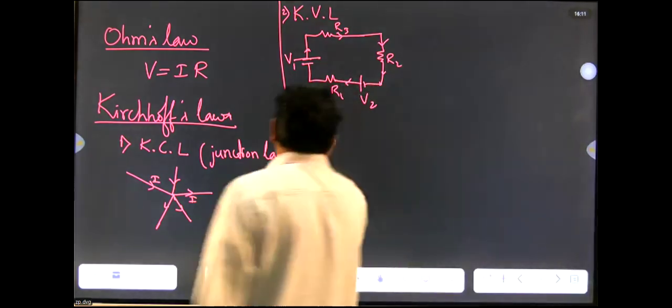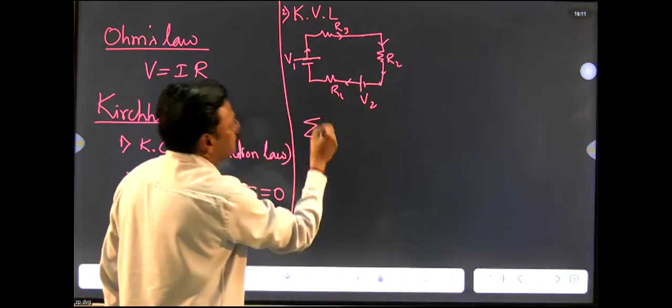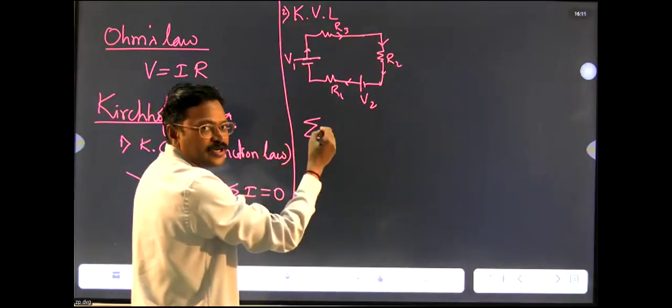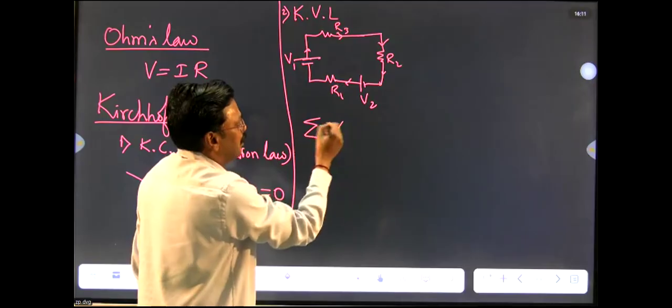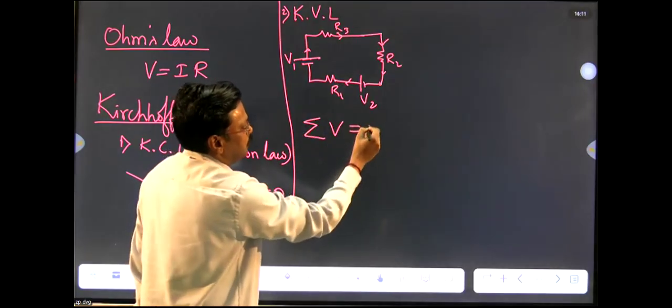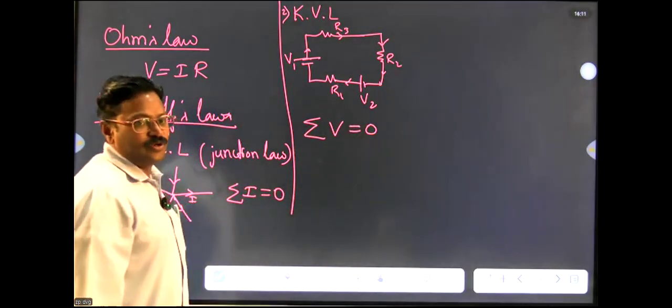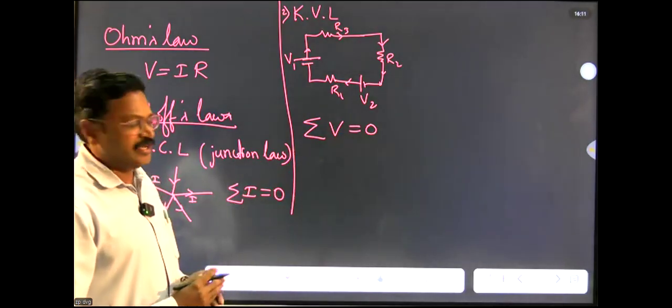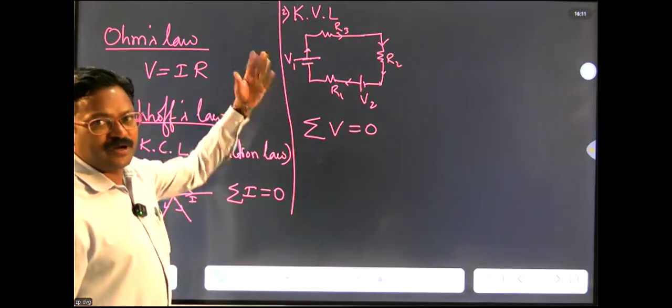It states that the algebraic sum of all the voltage drops across various components, across all the components, the voltage drop's algebraic sum is equal to 0. Okay, so we are taking the algebraic sum. That means there are some voltages which are positive, some voltages which will be negative. Which voltage becomes positive, which voltage becomes negative?